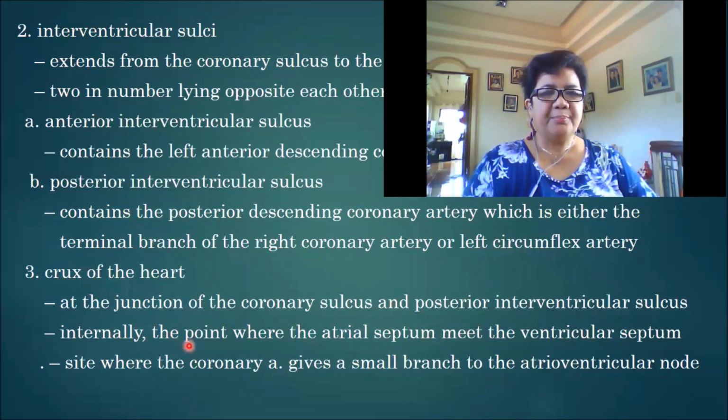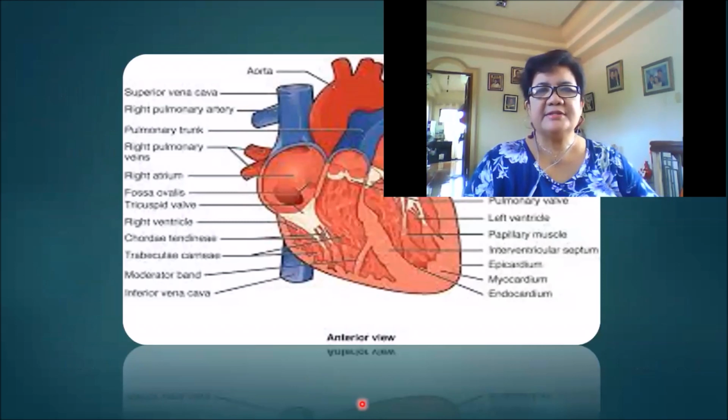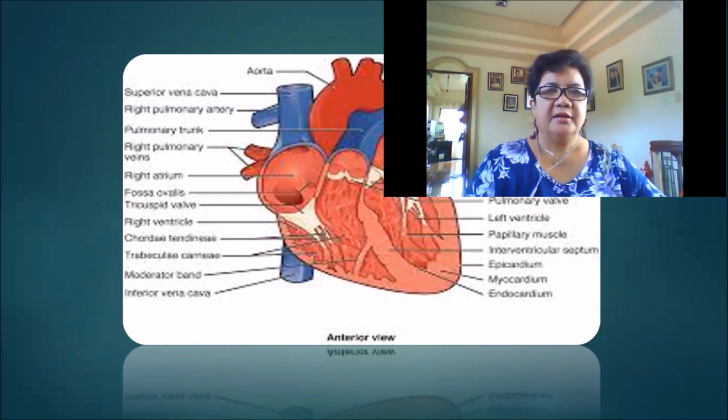Then another structure is the crux of the heart. The crux means it is a junction of your coronary sulcus and the posterior interventricular sulcus. Internally, this is the point where the atrial septum meets the ventricular septum, and also the site where the coronary artery gives a small branch to the atrioventricular node. So this is the heart. You can see this is the external feature of the heart.